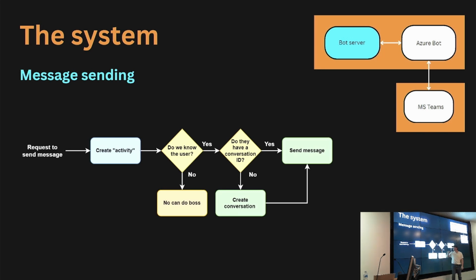And then we ask, do we actually know the user? If we don't, because we didn't log that ID earlier, then we just can't do anything. So we kind of keep moving on. Otherwise, yeah, we found a user matching that email address and we know that ID.